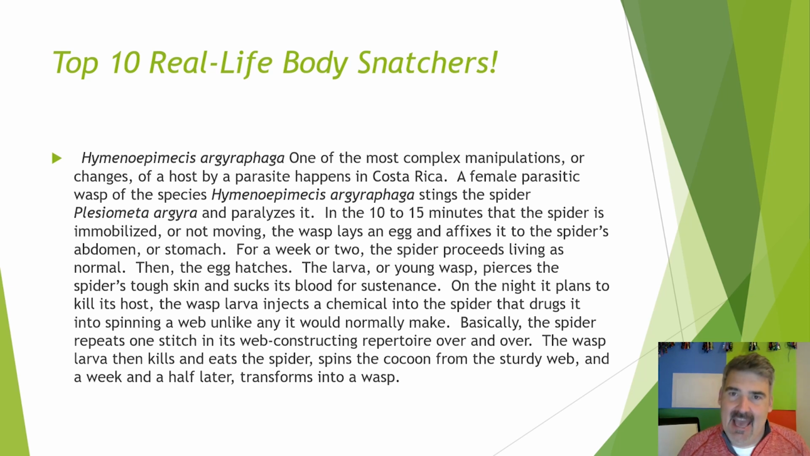Then the egg hatches. The larva or young wasp pierces the spider's tough skin and sucks its blood for sustenance. So now the egg hatches and the young wasp emerges. Instead of leaving, the wasp stays and sucks the spider's blood. But why? The sentence says that it is the wasp larvae that sucks the spider's blood for sustenance. Based on the context of the passage, what do you think the word sustenance means?